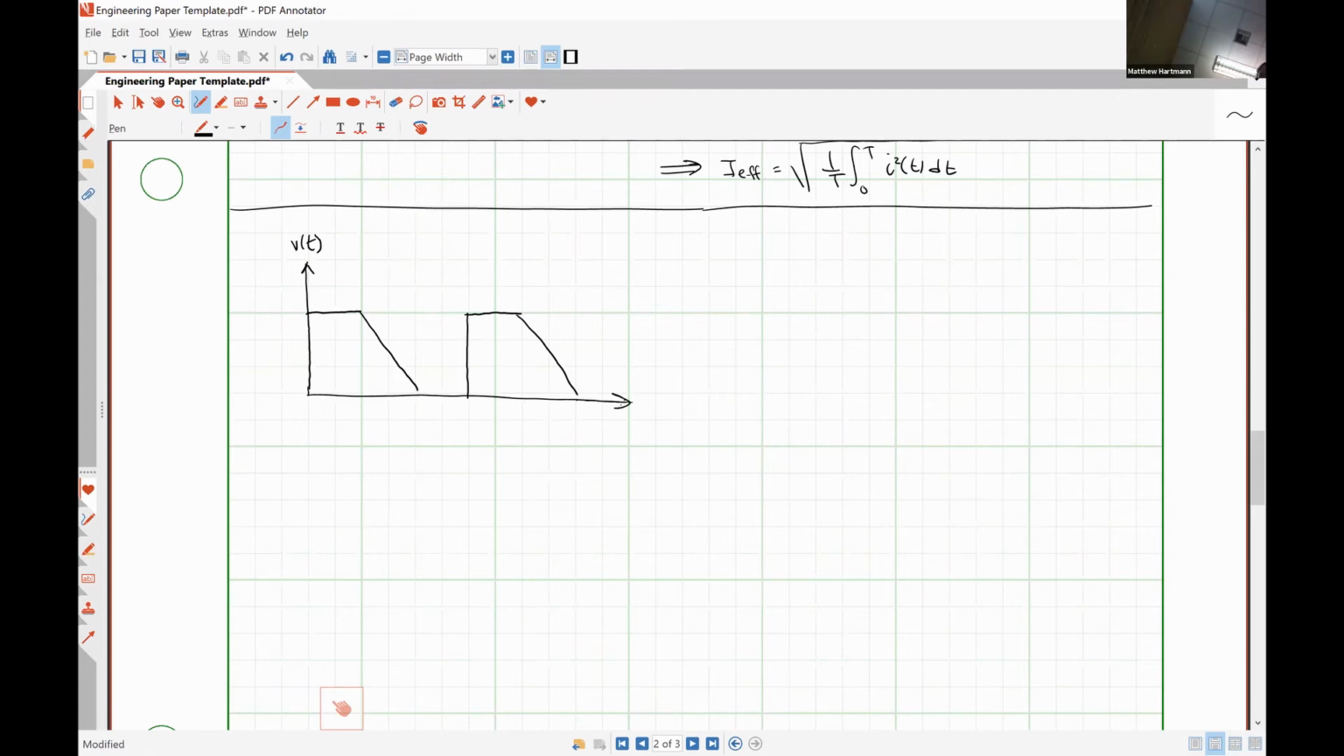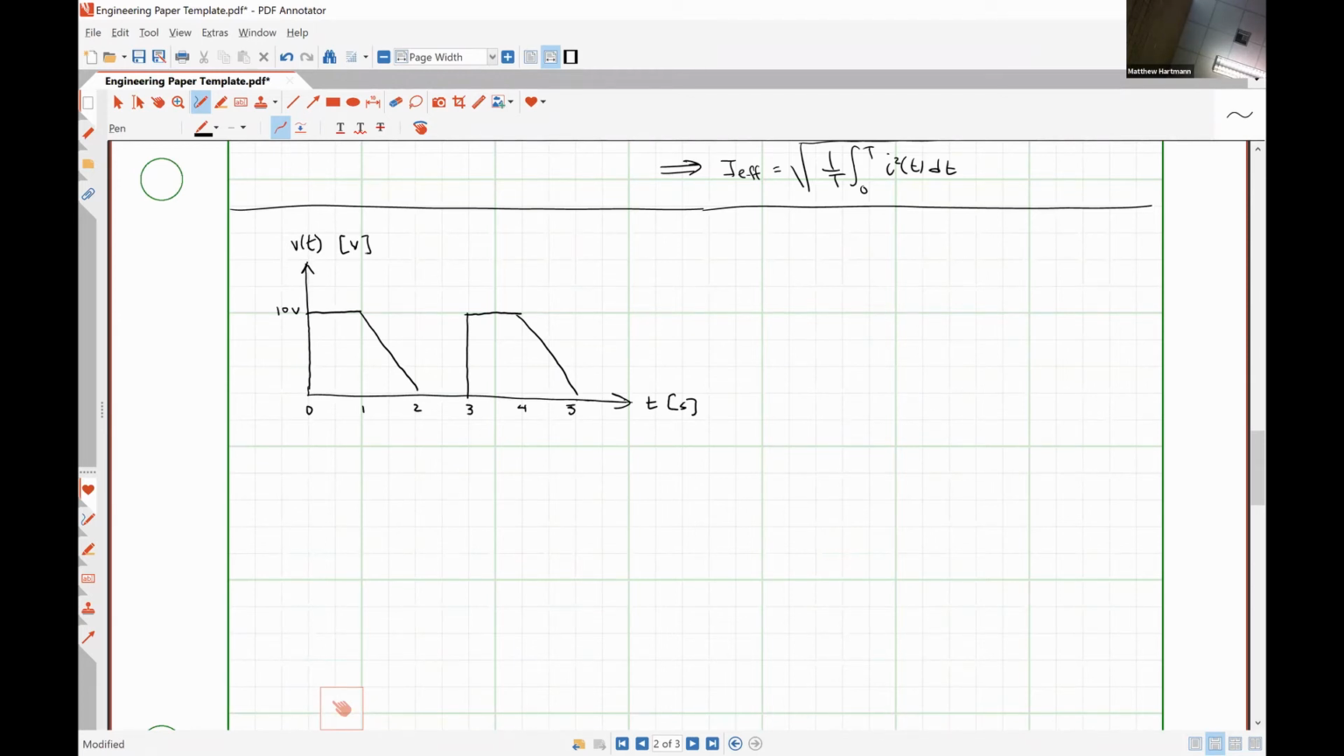It's simply a series of these pulses. Let's say that this has a value of 10 volts. This is at 1 second, 0, 1, 2, 3, 4, 5, etc. So this is time measured in seconds. Voltage is measured in volts. So we just have a periodic train of these odd-shaped pulses.